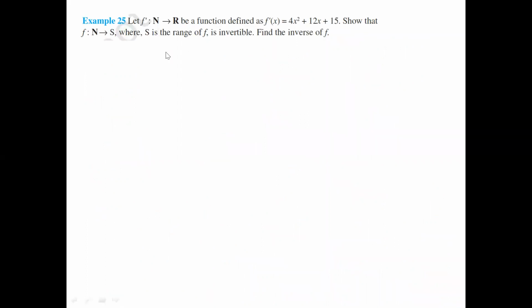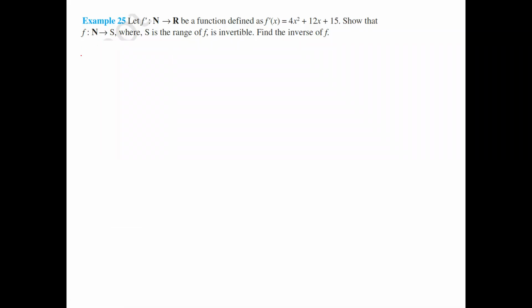Now let us see the next problem. Let f from natural numbers to real numbers be a function. If they give f dash, don't get confused, it is f only. f of x equal to 4x square plus 12x plus 15. Show that f is a function from natural numbers to S, where S is the range of f, is invertible. Find the inverse of f. Okay.